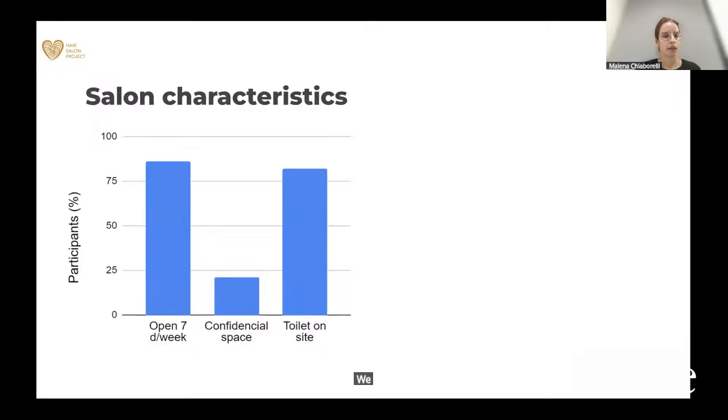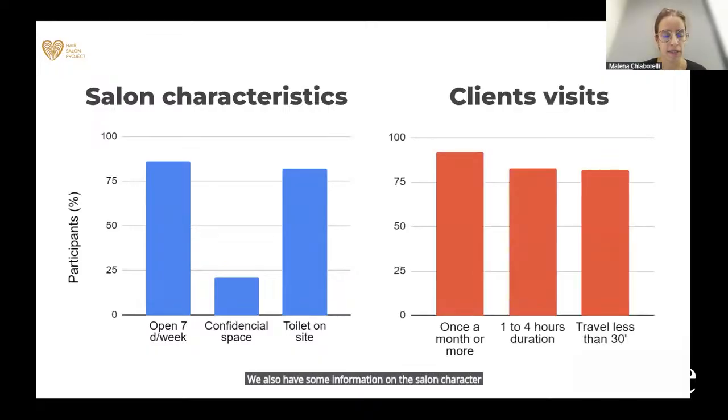We also have some information on the salon characteristics. So we saw that they were mostly open 7 days a week. Only 21% of them have an extra confidential space. And alternatively, the majority have a toilet on site. Also regarding the clients' visits to the salon, they used to go there once a month or more and spend 1 to 4 hours there. Also, the travel time to the salon was usually less than 30 minutes.